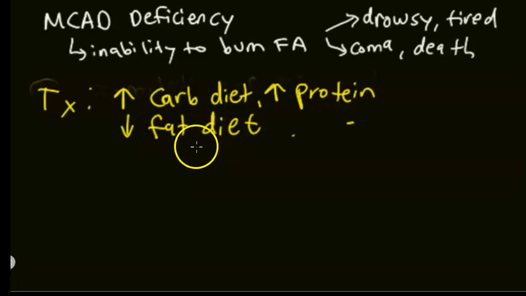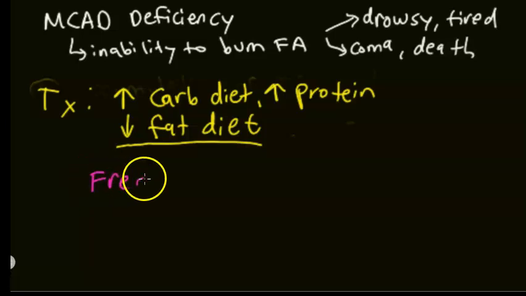And because you already have an accumulation of free fatty acids in the cells, this toxic accumulation, because we cannot break them down, we cannot burn them in the mitochondrial matrix, we don't want to give even more of these free fatty acids. So if you eat a diet high in fat, you're going to take in a lot of triglycerides, which can then produce a lot of these free fatty acids, which we don't want. So you want to give these individuals a high carb diet and a low fat diet. And also you want to give them frequent feeding periods.